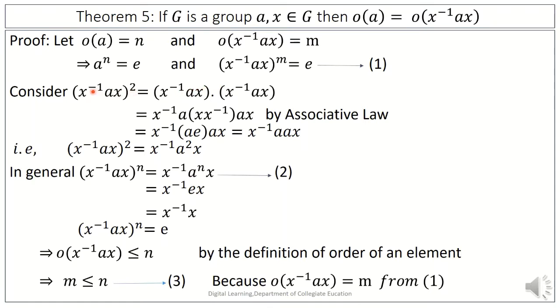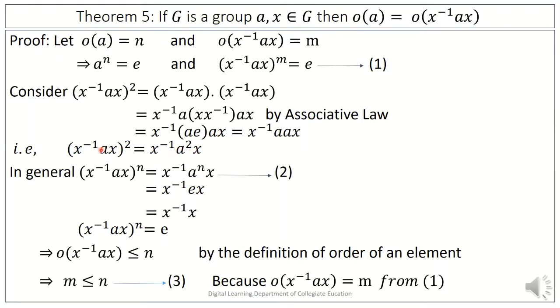Again consider x inverse A x to the power 2. Let us take, instead of m, here 2. Here we multiply 2 times and apply the associative law. We know that x into x inverse is E, and we know that A into E is A only. Again in the next step, x inverse into A is A square into x.